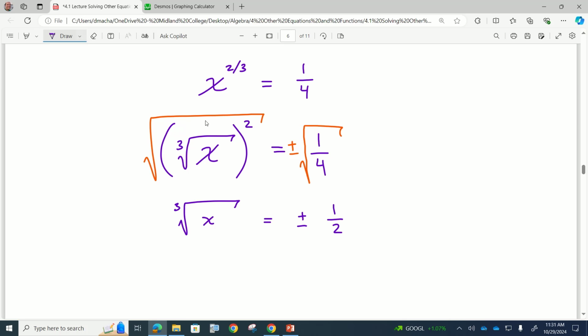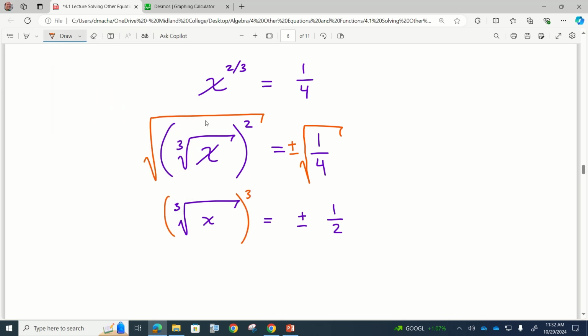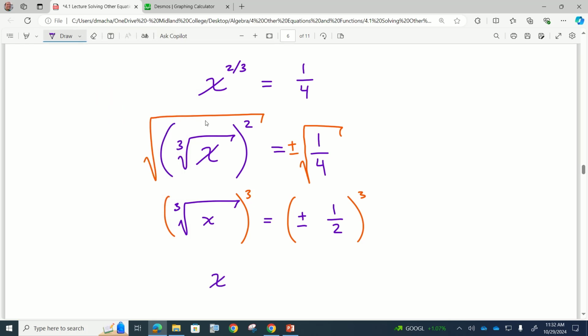Now, to get my answer, I need to cube both sides. So raise both sides to the power 3. And on the left side, I just get x. On the right side, I get positive half raised to the 3 power is positive 1/8. And then negative half raised to the 3rd power is negative 1/8. So there's actually two solutions, right? I could say x equals positive 1/8 or x equals negative 1/8.